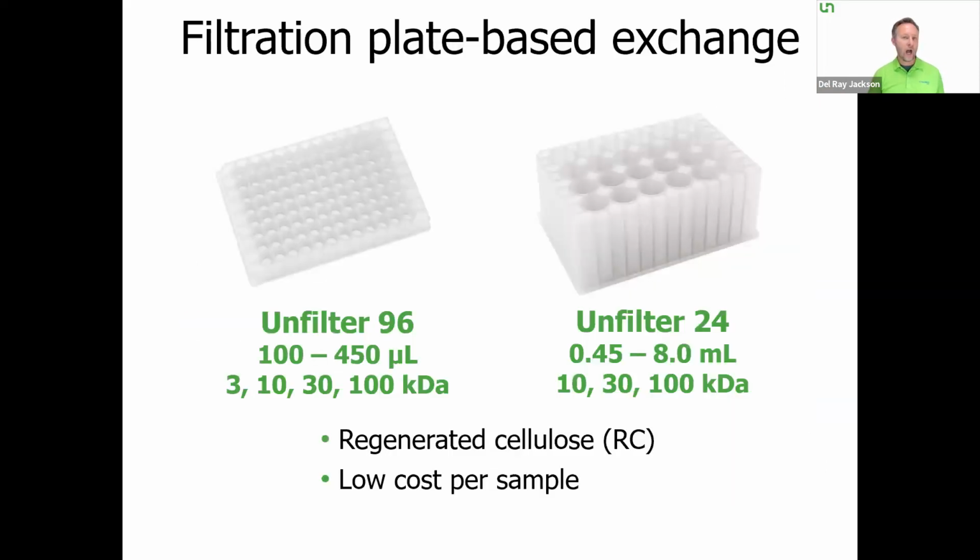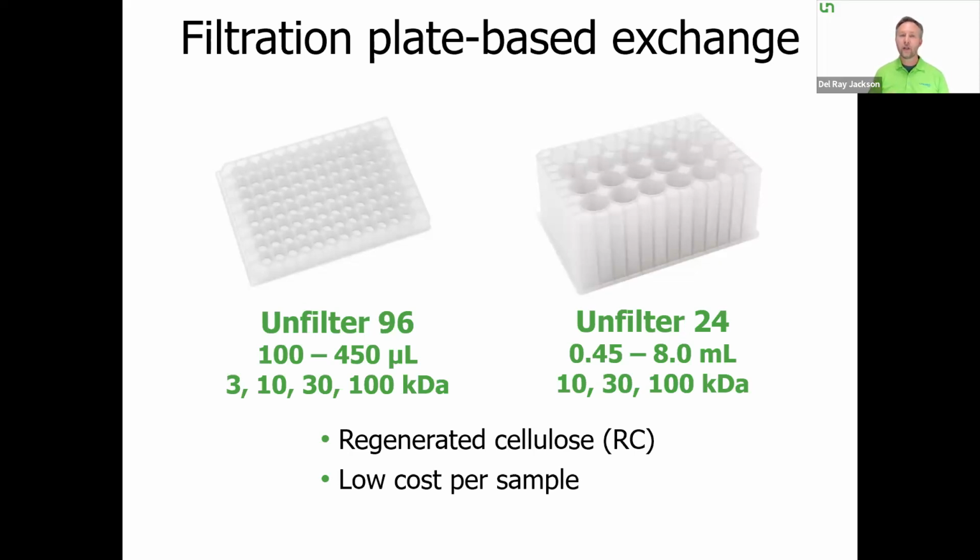A key part of why Big Tuna is the high throughput buffer exchange solution is because everything is done in plate-based format. The filtration plates that we use are referred to as Unfilters. They come in two formats, a 96 and a 24 well. The working volume range for the 96 starts at 100 microliters and goes up to 450 microliters. From there, for the Unfilter 24, each of those 24 wells has a working volume range of 450 microliters all the way up to 8 mils.